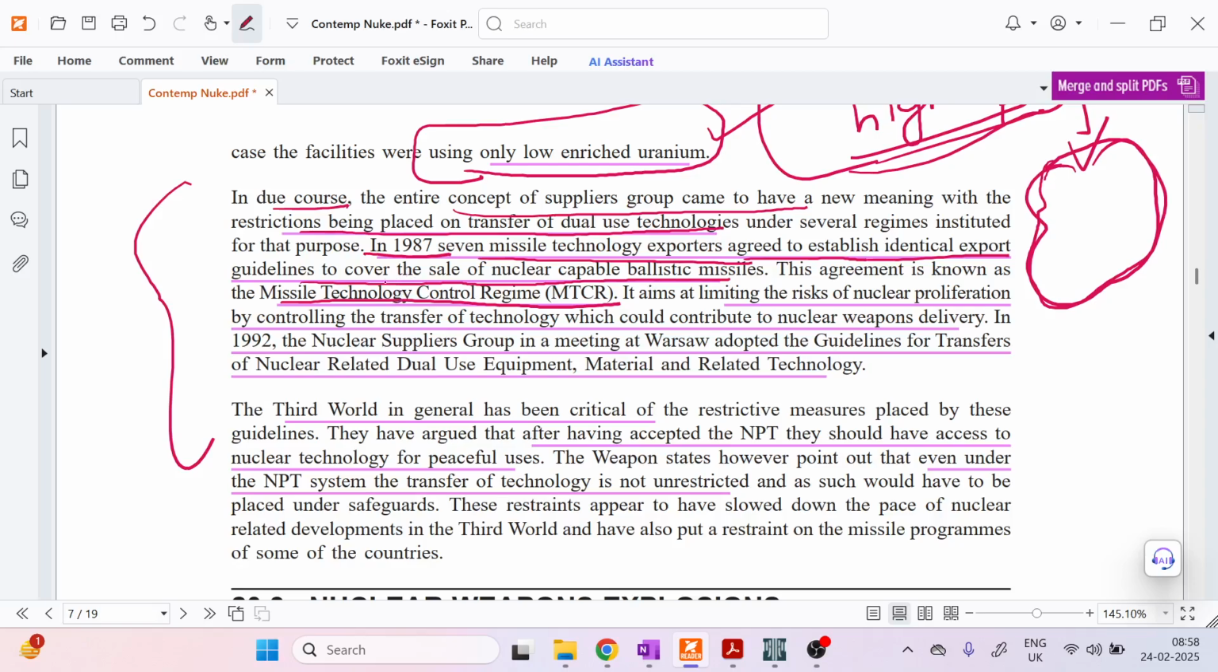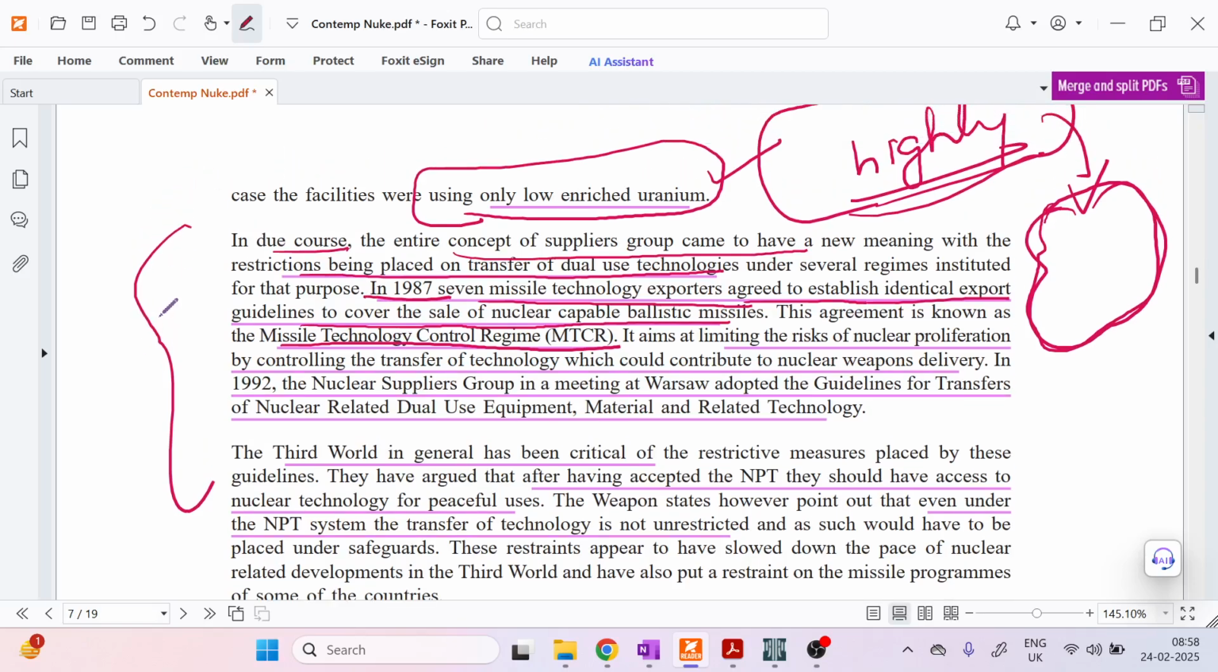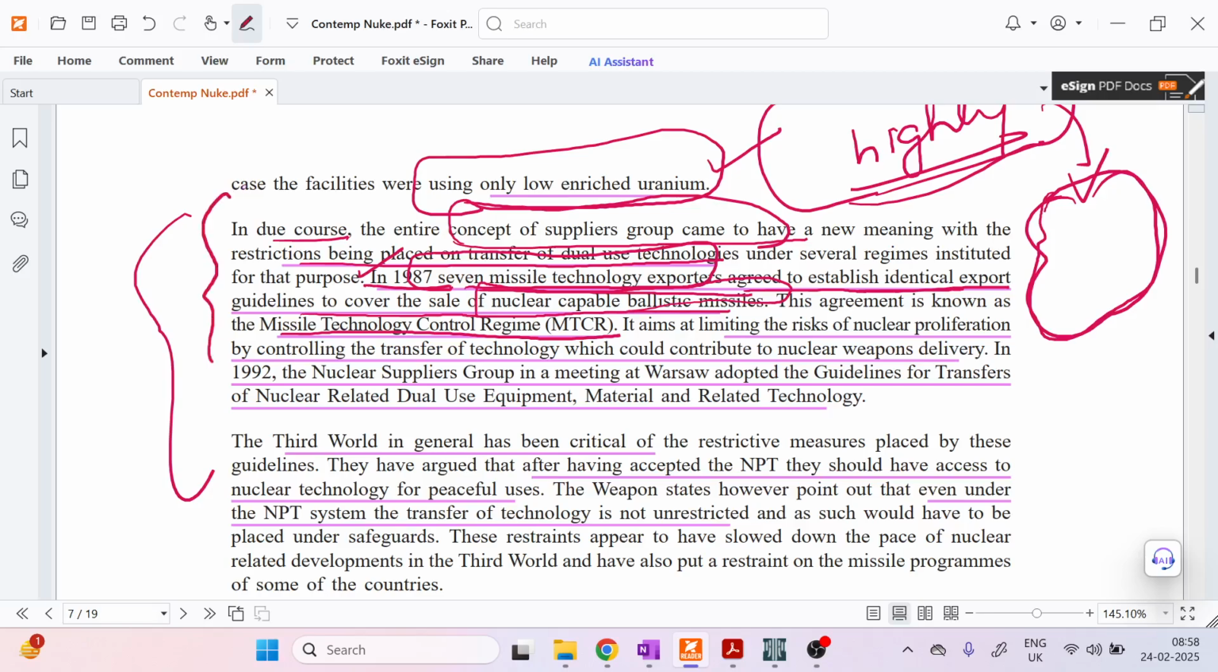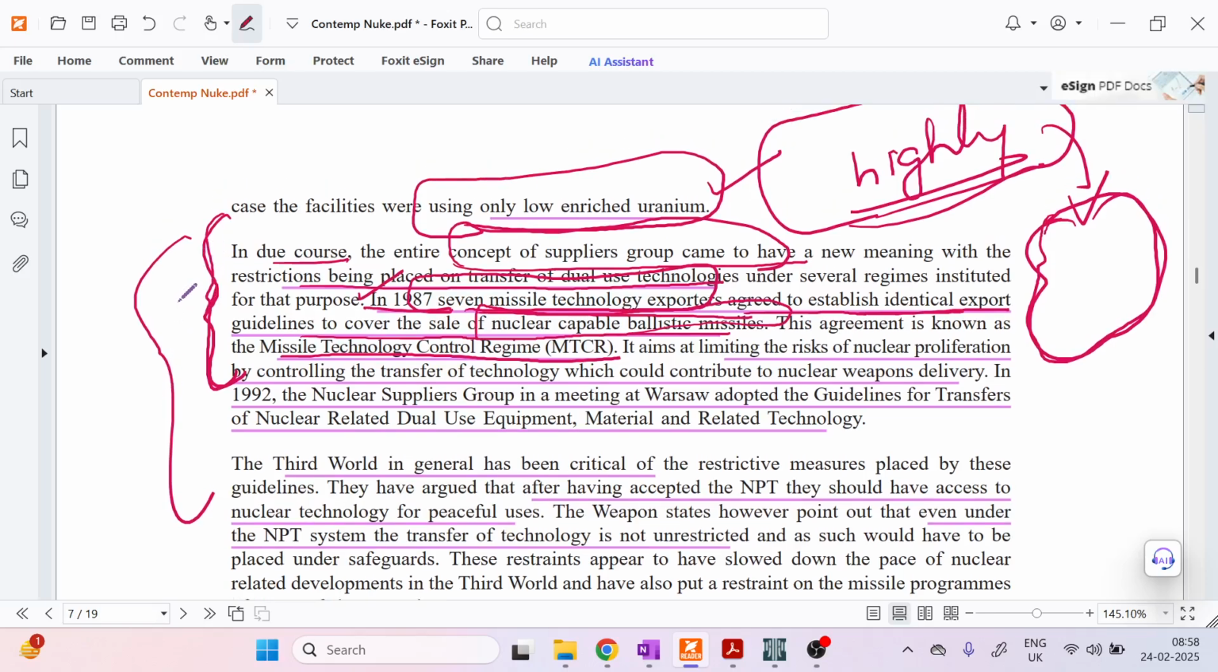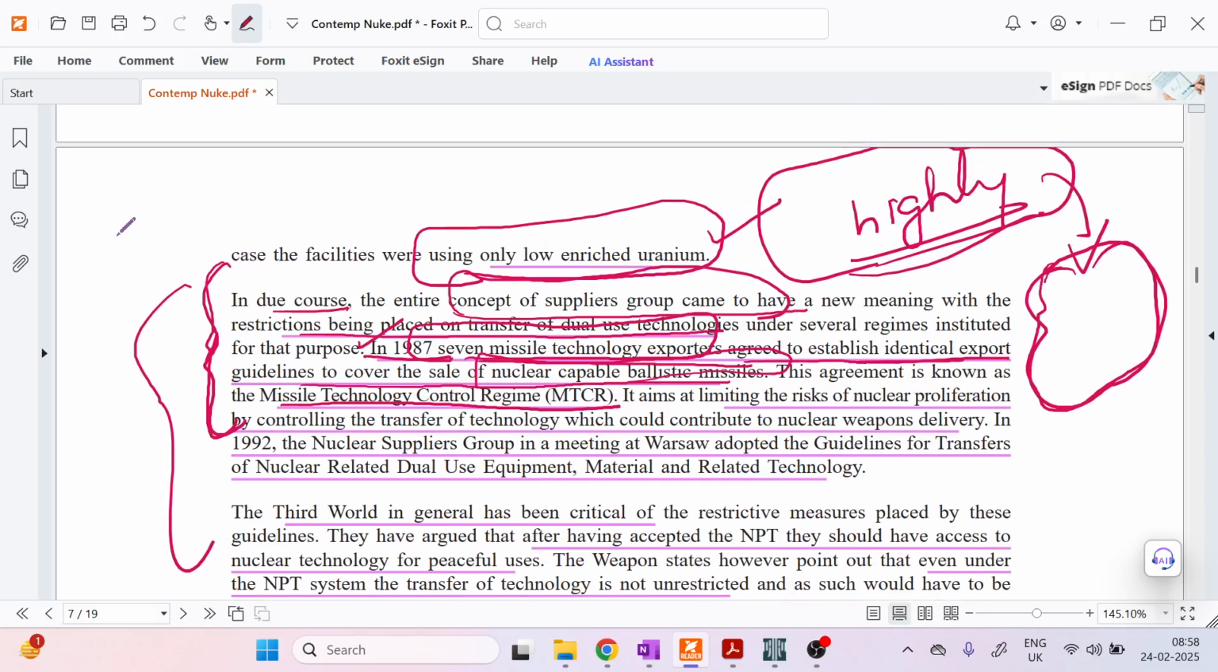So the meaning of this paragraph is that when the supplier group agreed to supply nuclear material but under several restrictions, many other supplier groups agreed to further guidelines or further conditions. One of which is that in 1987, seven such missile technology exporters agreed to place identical guidelines so that nuclear capable ballistic missiles do not get into the wrong hands. So all in all, even if these terms and terminologies and facts may sound humongous, may sound intimidating, the ultimate aim of all such safeguards is that peaceful use should not be diverted for destructive use.